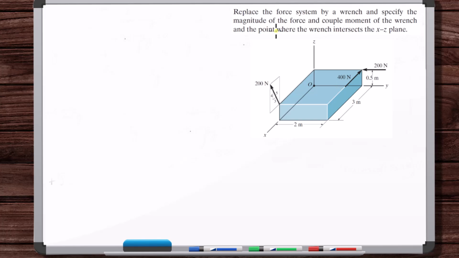And then this part of the question here, the point where the wrench intersects the XZ plane, to get this answer, we'll just need to know where the wrench is located. So to create a wrench, you have to create the wrench, right?